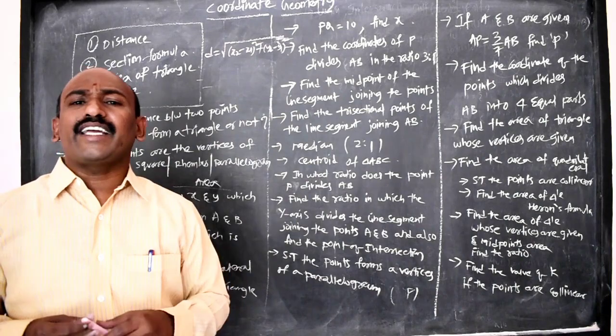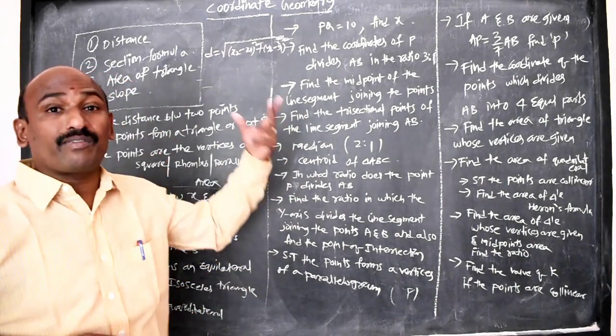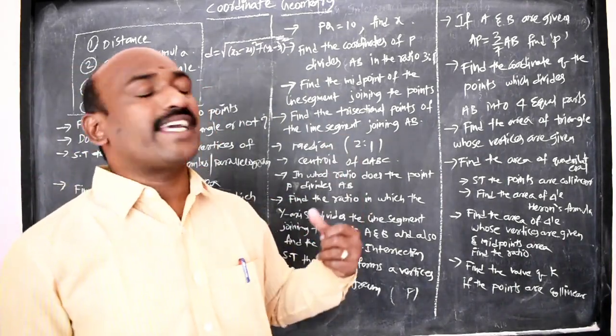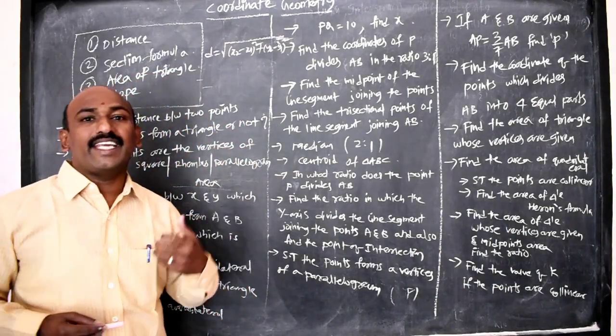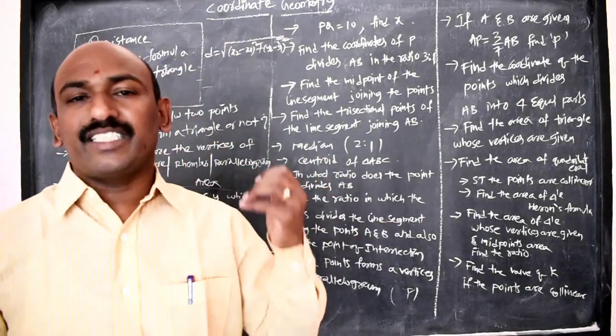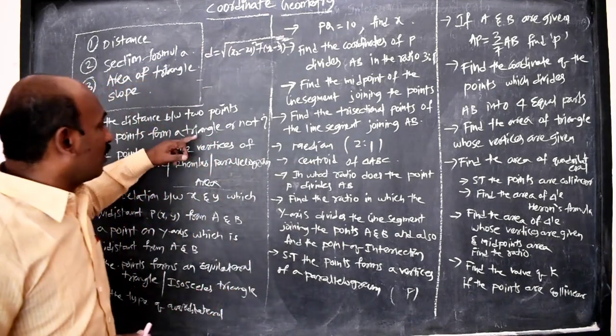Or you can go directly to the third concept, area of triangle, half mod. That formula we can use here. Any one of the formulas we can use. If the area is 0, we can say the points are collinear, it does not form a triangle. You can apply any one of the formulas here.